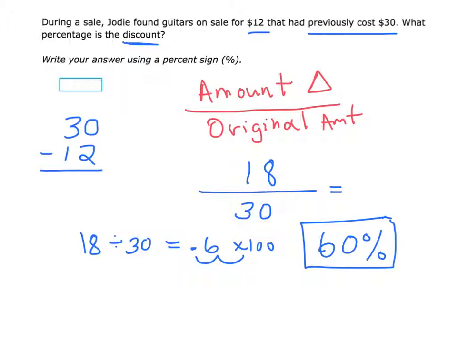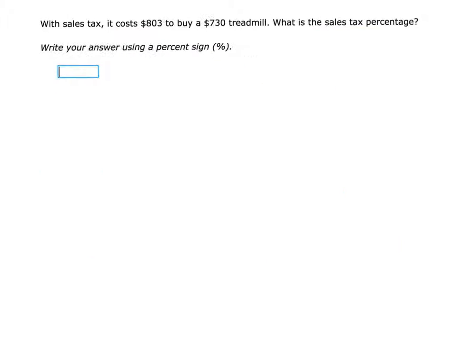So in IXL, we'll type in 60, and notice it tells you don't forget to include the percent sign. If you don't include the percent sign, it will not give you credit for getting the answer correct.